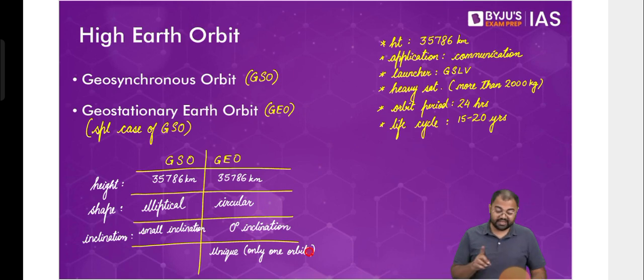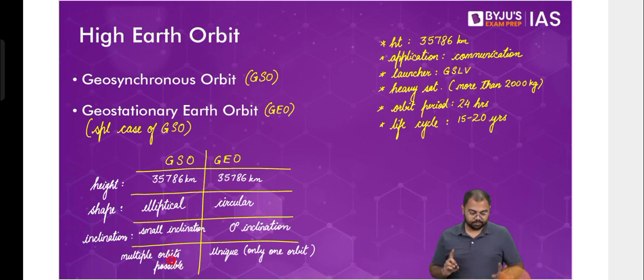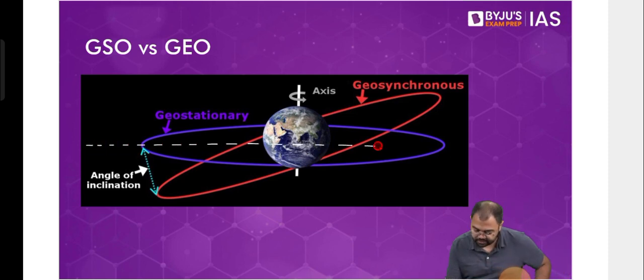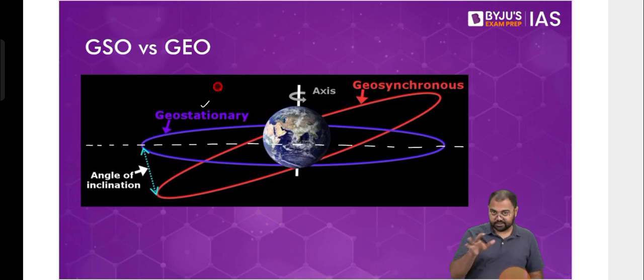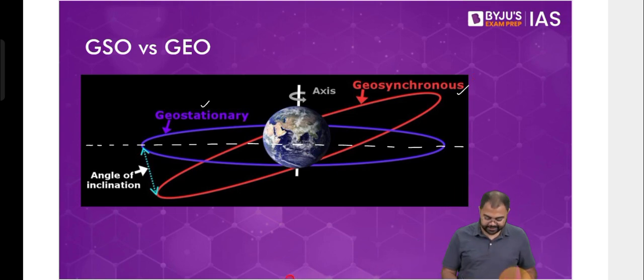Whereas when it comes to geosynchronous orbits, multiple orbits are possible. Understand the difference here: because all these factors are fixed, geostationary is one single orbit, whereas there are multiple different types of geosynchronous orbits which are possible. This is the line of the equator, correct? Geostationary orbits lie on the plane of the equator, 0 degree inclination, whereas geosynchronous orbits can have an inclination from the equator. So that's the basic difference between them. That's why we are saying that geostationary orbit is a special case of geosynchronous orbit. That is what we understand here, the difference between the two.